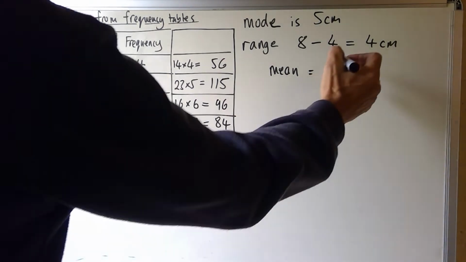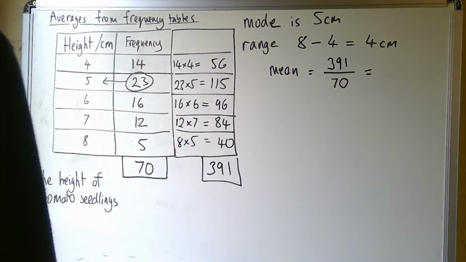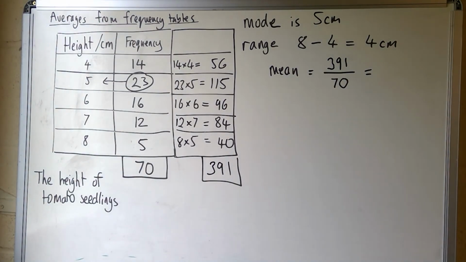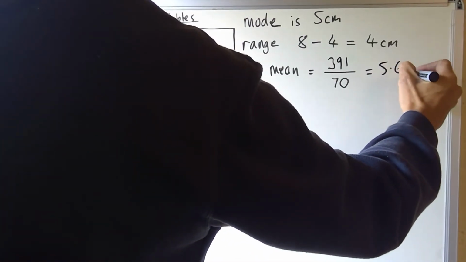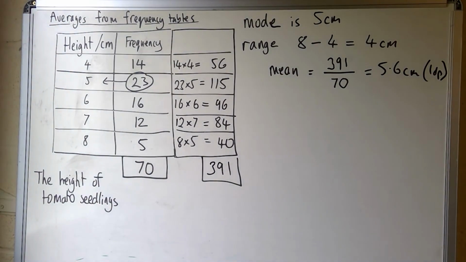So to find the mean, we add up the sum, which is 391, and divide by how many there are, which is 70. Once again, you'll need a calculator for this, and it comes to 5.6 centimeters to 1 decimal place.